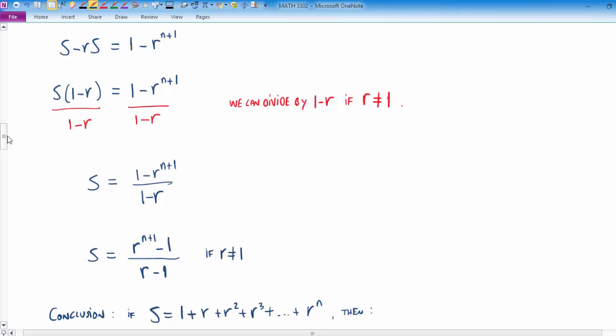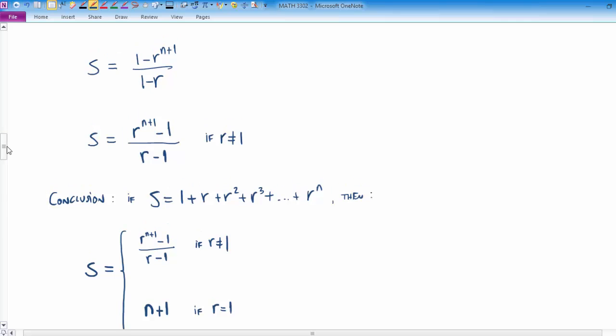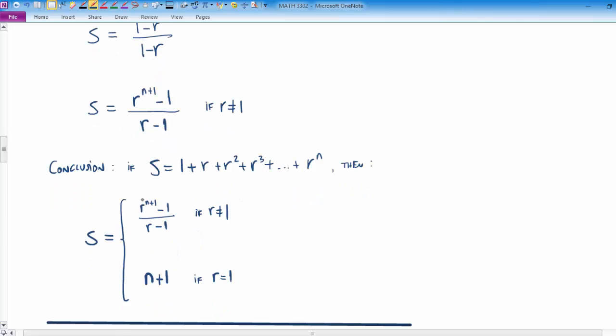Now what happens if r is 1? If r is 1, you don't even need to do all of that development. This would simply be 1 plus 1 plus 1, because 1 to any power is 1. So you would have 1 added n plus 1 times. s would be that formula if r is different than 1. If r is 1, then that's simply n plus 1.